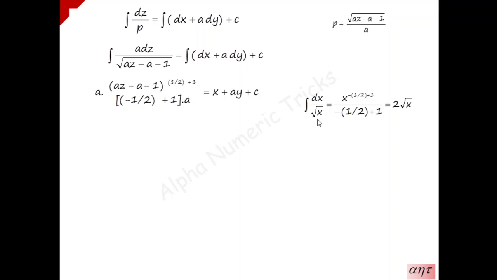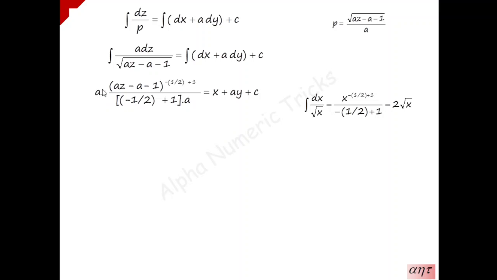So the integral of dx by root x is x power half, we can write x power minus half. When you take root x, it can be written as x power half. When you take it to the numerator, it becomes x power minus half. What is the integration formula? Integral of x power n dx is x power n plus 1 by n plus 1. So x power minus half is there, so we write x power minus half plus 1 divided by minus half plus 1. That is, x power minus half plus 1 is x power half, that is root x, and here minus half plus 1 is 1 by 2. So the 2 goes to the numerator, and it becomes 2 root x.